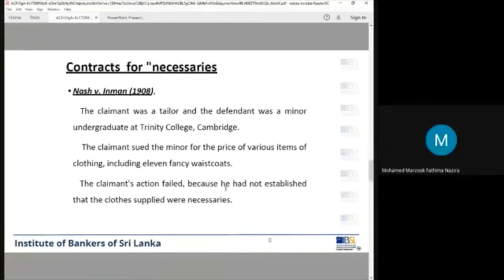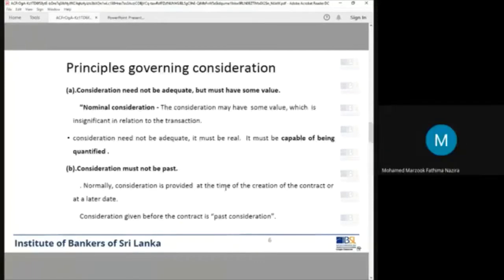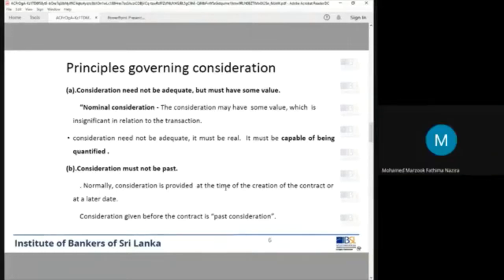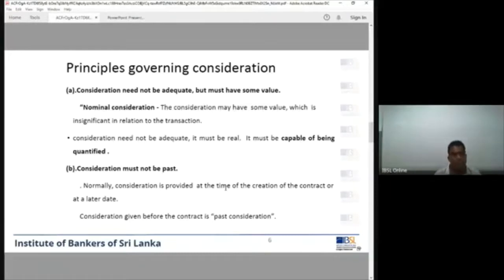Can you repeat the last one you said? The last one means consideration must not be past, that part. Yes. Okay, I will explain it again.